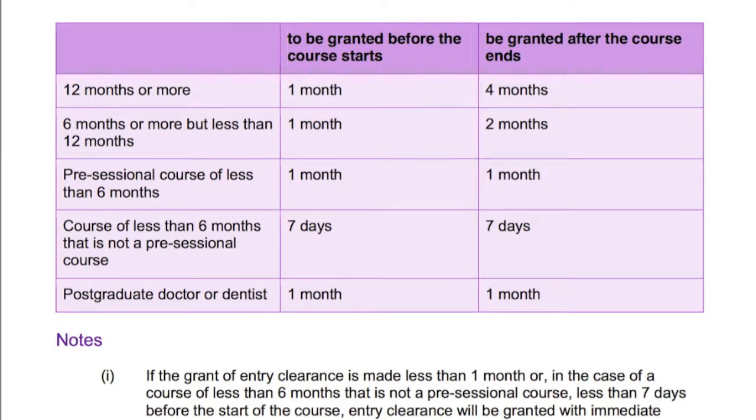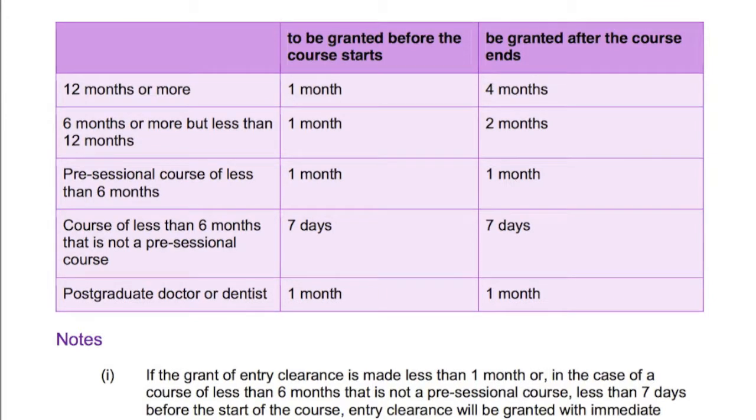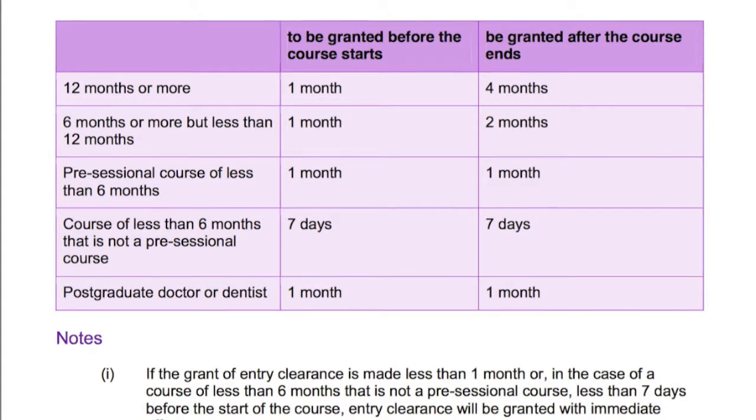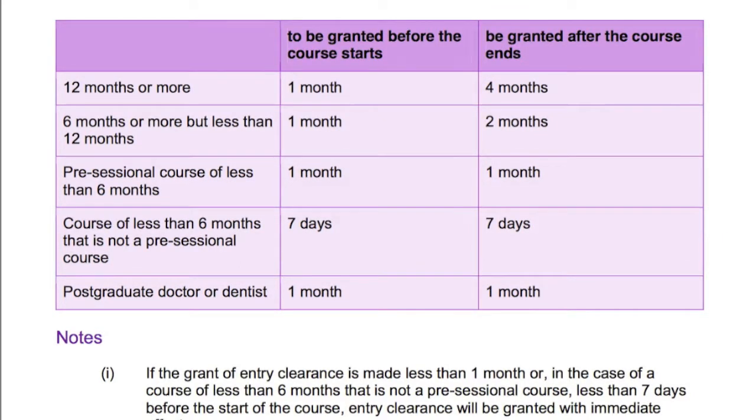Visas are granted for the full length of the course plus an additional post-course period, and the length of the post-course period varies according to the course. At the time of recording, generally courses of less than 6 months lead to an additional 1 month. Courses between 6 and 12 months lead to an additional 2 months, and a course lasting 12 months or more would lead to an additional 12 months leave to remain in the UK.